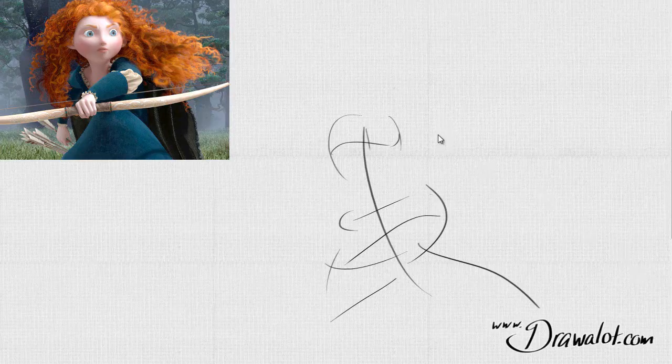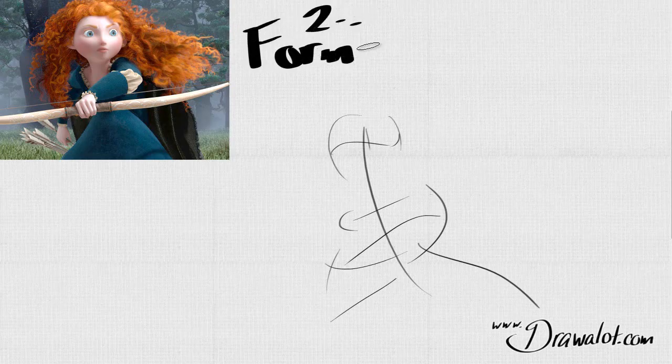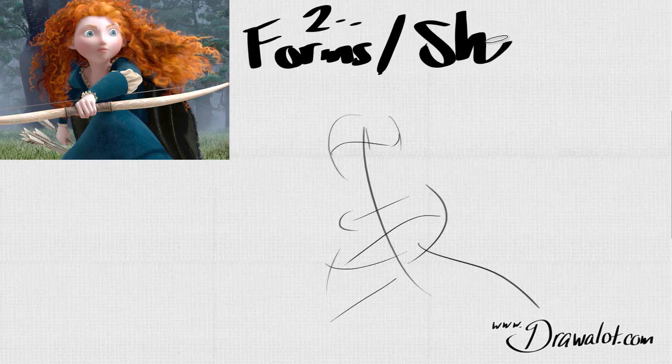Okay, in this next step, what we're going to do is the basic forms or shapes. So this is number 2, forms or shapes. And if you don't know the difference between forms and shapes, a shape would be like a square. A form would be like a cube. So a form has volume, it has mass, whereas a shape is just a very flat, basic geometric shape. Okay, so we're going to use both.